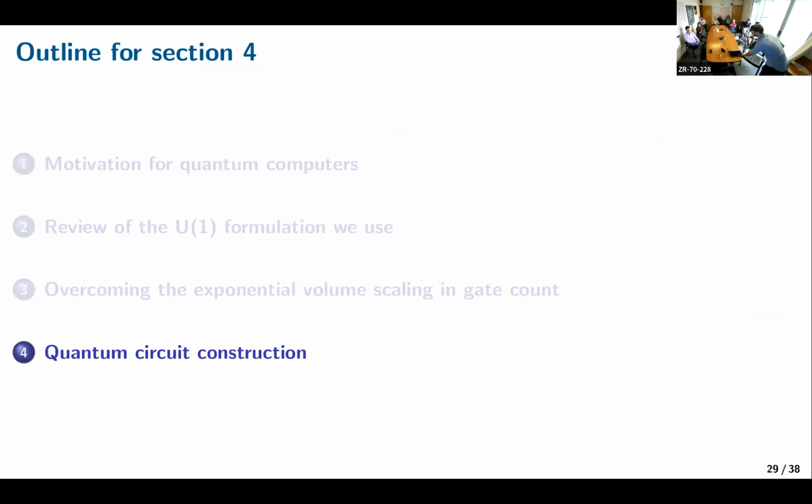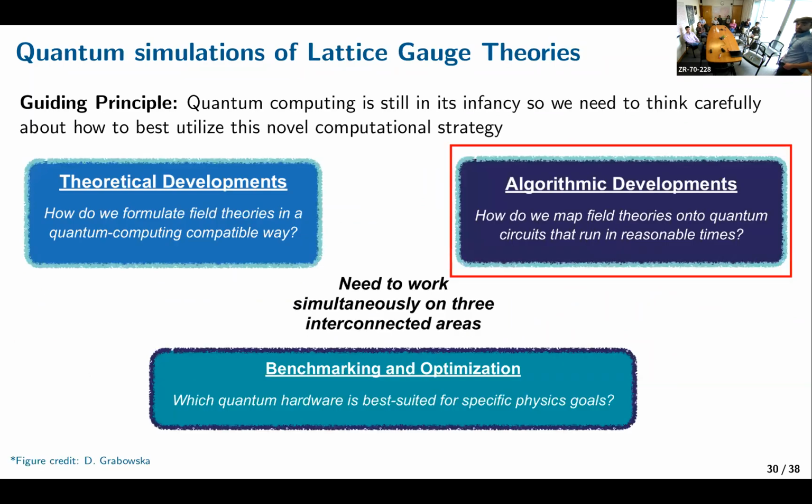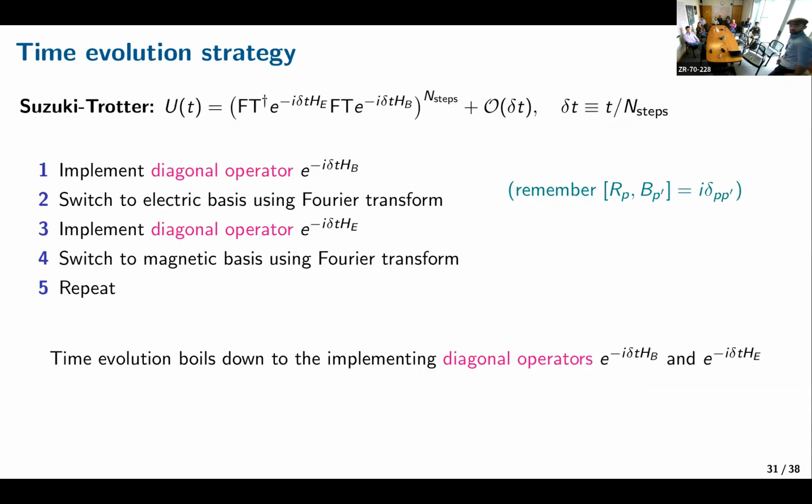Yeah, so now on to constructing the quantum circuits. This falls under the area of developing the algorithms to do this. So we now have our theoretical development, we've written down the Hamiltonian. How do we actually implement it? This is the same slide I showed before, the strategy we used to do the time evolution. And if you notice, aside from the Fourier transform, what we need to do is implement diagonal matrices, right? It's because we implement these in the basis where they are diagonal. So we need an algorithm to implement diagonal matrices.